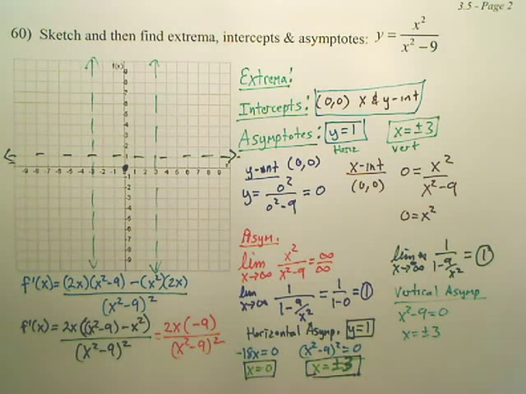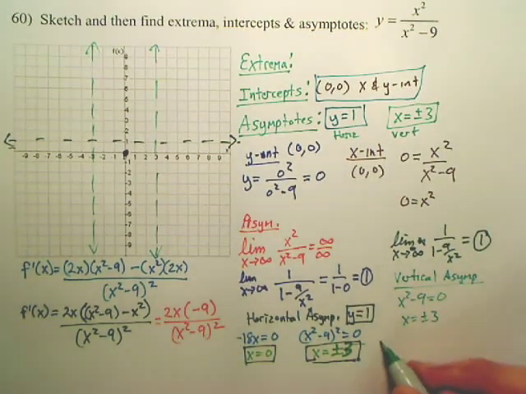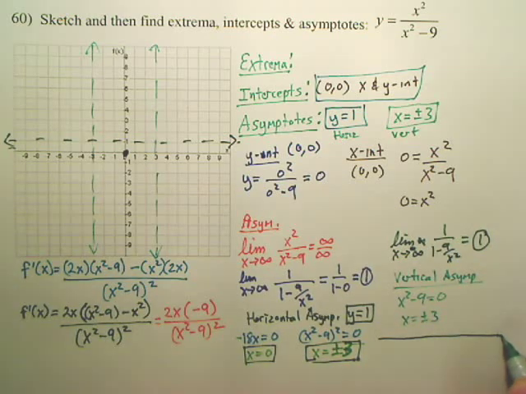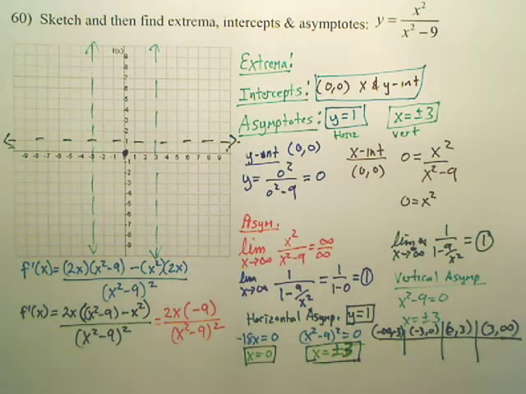Okay. Where are we going to squeeze that? Right here in the corner. Let's squeeze it. All right, our intervals are from negative infinity to negative 3, negative 3 to 0, 0 to 3, and 3 to infinity.